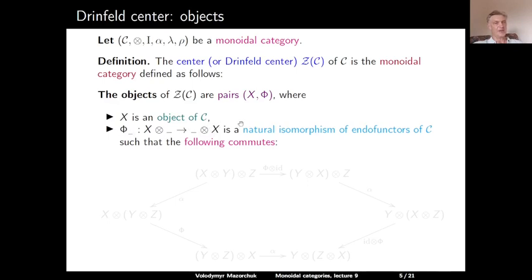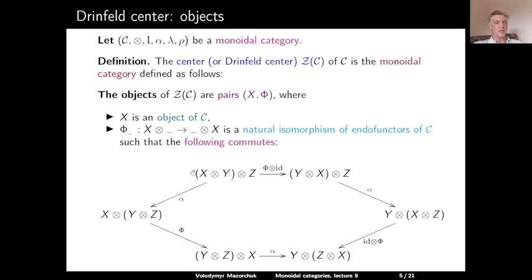So phi should be a natural transformation between these endofunctors, and moreover it should be an isomorphism, so an isomorphic natural transformation. Additionally, the following diagram should commute. So this is a coherence condition on phi. If we start from x tensor y tensor z, we can apply the associator to go to x tensor y tensor z. Then we can apply phi to go to y tensor z tensor x. And then we can apply the associator to go to y tensor z tensor x.